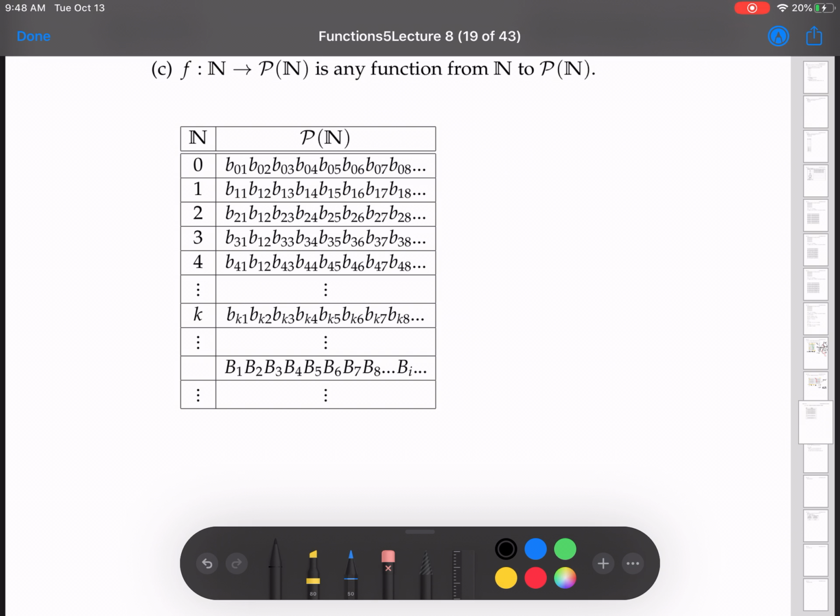Now we look at any function from the natural numbers to the power set of the natural numbers. And here I've written each element of the range using its infinite bit string representation. So keep in mind that each of these is either a 0 or a 1, right? Each of these, we just circle some at random. Each of these is either a 0 or a 1.